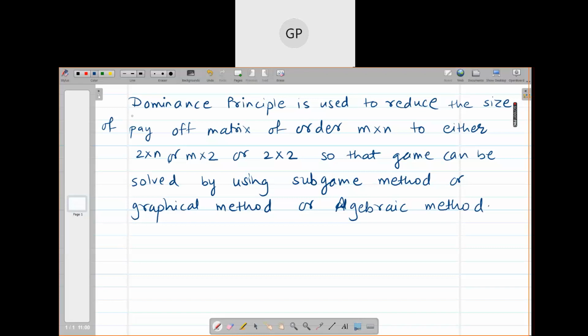So when the payoff matrix of a game is of order m cross n, then we use the dominance principle to reduce the size of that matrix either to 2 cross n or m cross 2 or 2 cross 2, so that we can apply the methods which we have seen: the subgame method, graphical method or algebraic method. Okay.